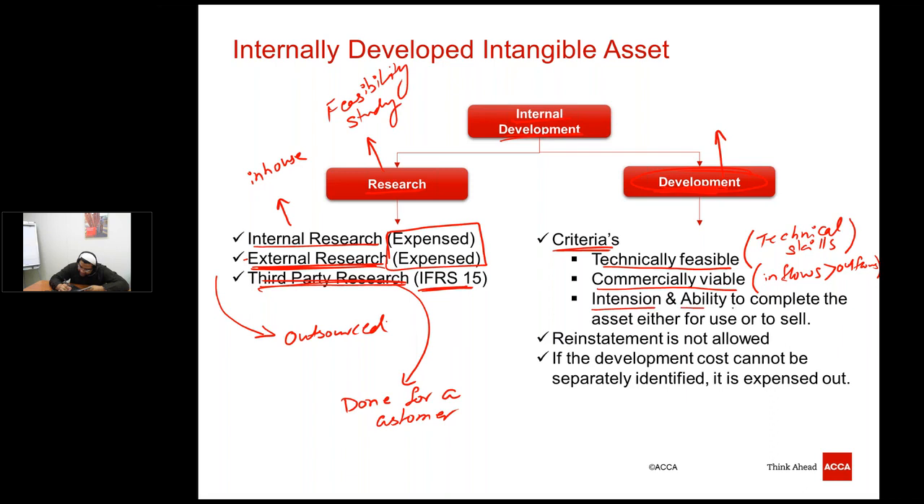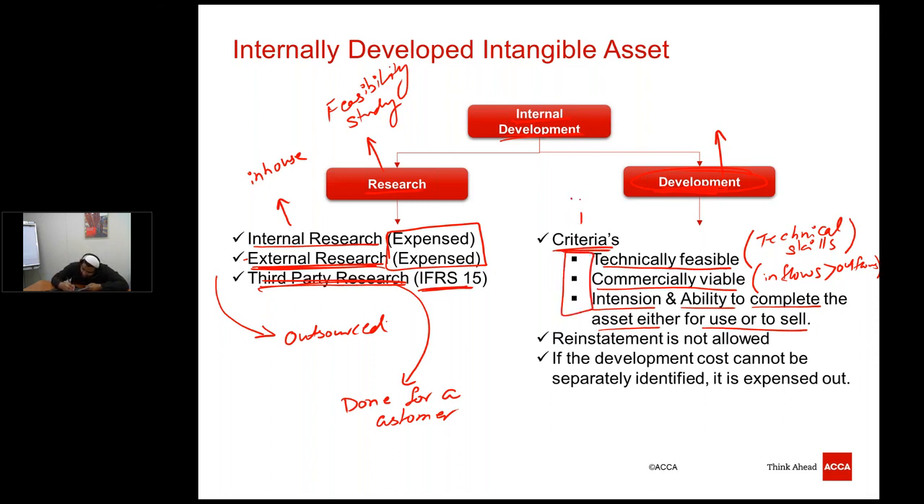And the third point is that the intention and ability is to complete the asset either for use or to sell. That I'm planning to complete the asset and then use it, and I have the ability to complete the asset to use it. But for example, if the law restricts me from doing what I'm doing, then I would say that I don't have the ability to complete, because the law would not allow me to complete. So I should have both the intention and ability to complete. So these are actually three criteria.